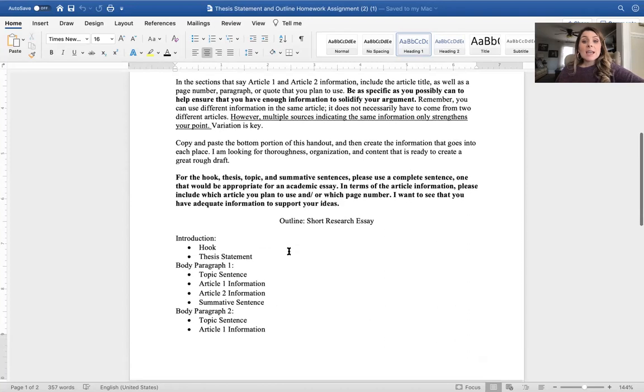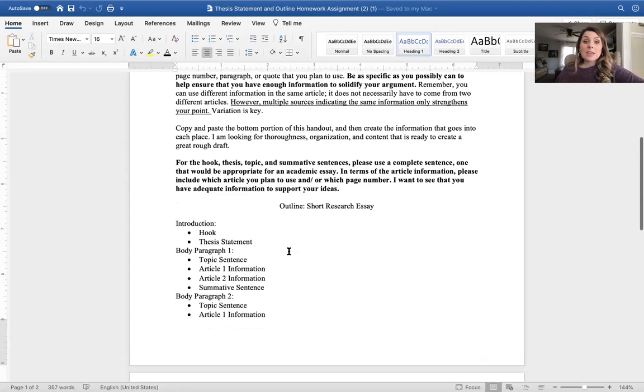In the sections that say Article 1 and 2, include the article title, as well as the page number, paragraph, or quote that you plan to use. Be as specific as you possibly can to ensure that you have enough information to solidify your argument. Remember, you can use different information in the same article. It does not have to be from 2 different articles. However, multiple sources indicating the same information only strengthens your point.